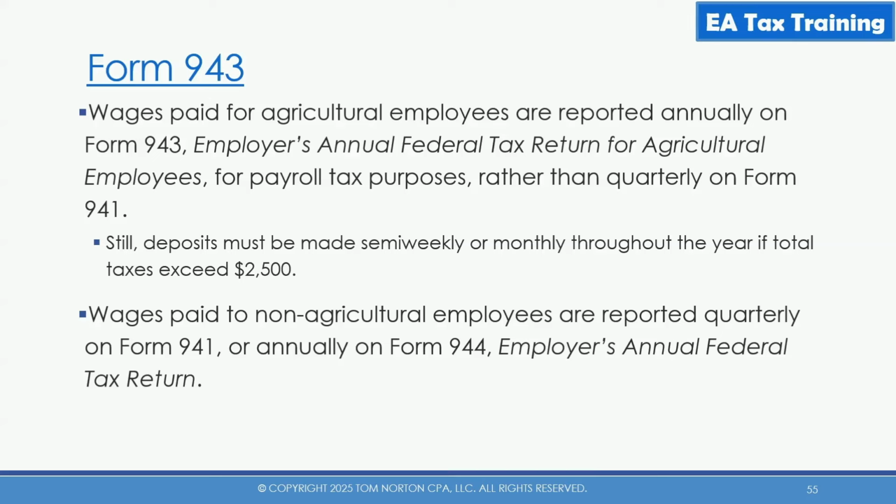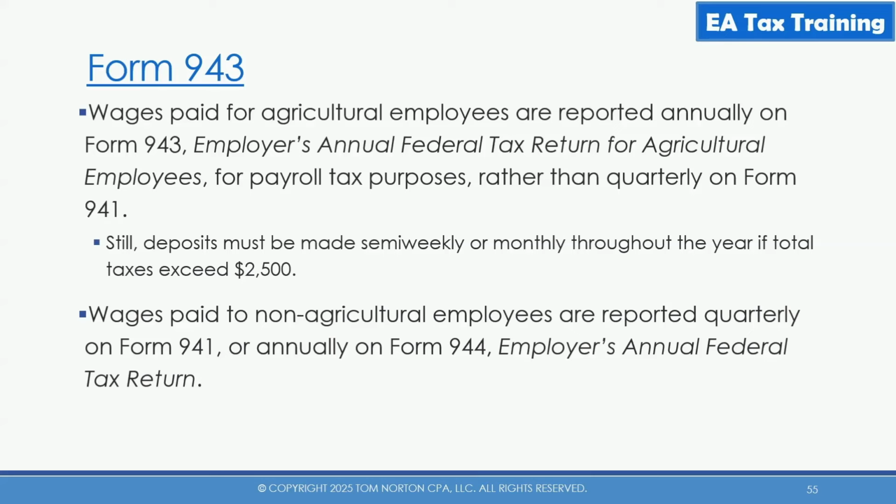Form 943. Wages paid to agricultural employees are reported annually on the Form 943 for payroll tax purposes rather than quarterly on Form 941. So you remember most businesses have to report every quarter on the 941. For agricultural employees, you only have to report annually on the 943. Now, you do still have to pay in. So just like with the quarterly reporting, you still have to pay in either semi-weekly or monthly, depending on how much you owe. And you still have to do that even with the 943. So the payments are the same as other businesses, but the reporting can be done annually instead of quarterly.